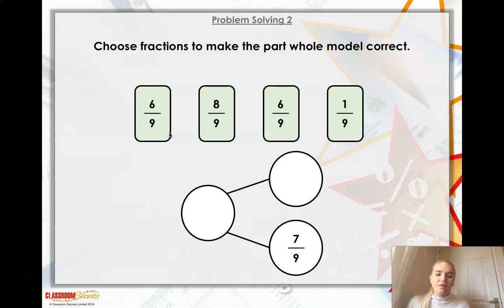Let's try 8/9. What is 7/9 add 8/9? Well, 15/9. Do we have that there? No, we don't, do we? We can rule 8/9 out. We've already tried 6/9 once too. Let's try 1/9. What's 7/9 add 1/9? 8/9. Do we have 8/9 there? We do. So we can use 7/9 add 1/9, giving us 8/9.